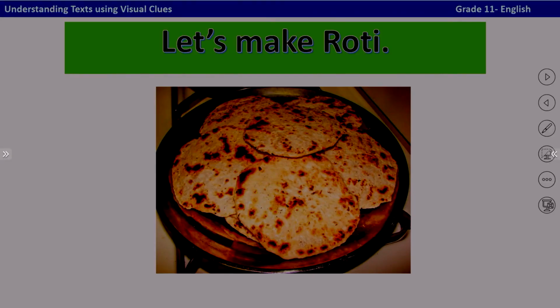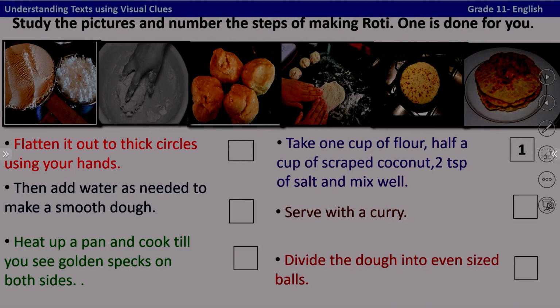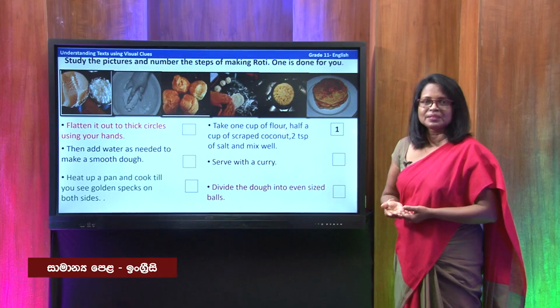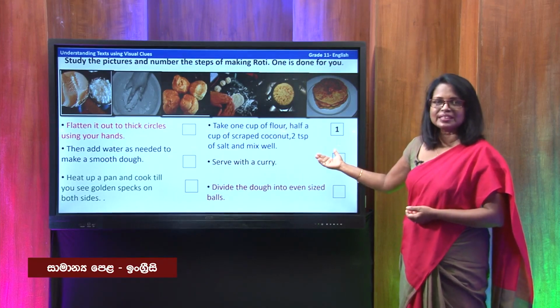This time, I have given you the different steps of making roti in pictures. The different steps are given, but they are jumbled. So, children, what you have to do is study each of these pictures very carefully and number these steps in the correct order so you can get the full recipe of making roti. The pictures are in the correct order. Okay, it's your time to try this activity now.